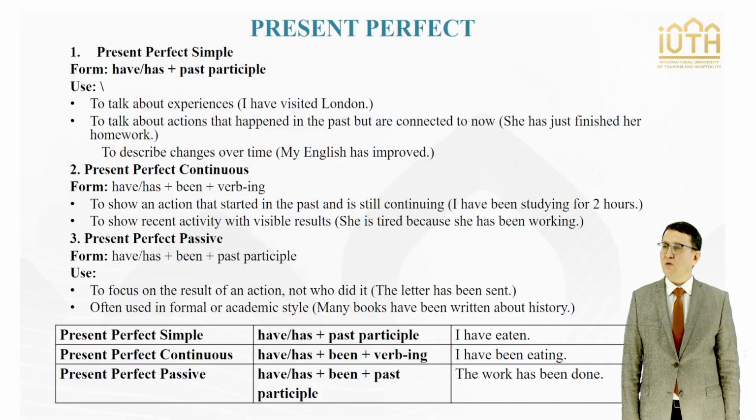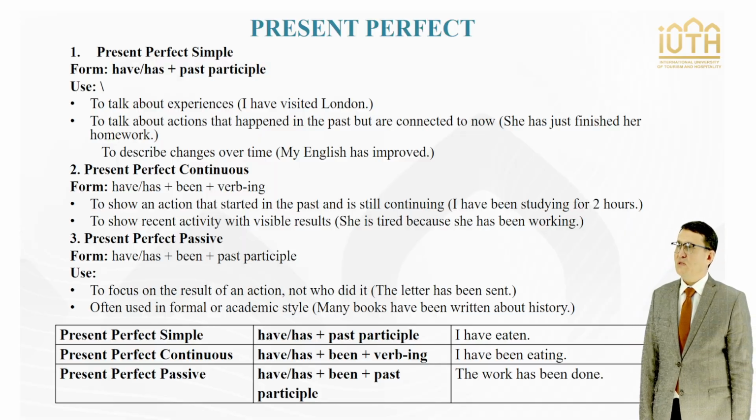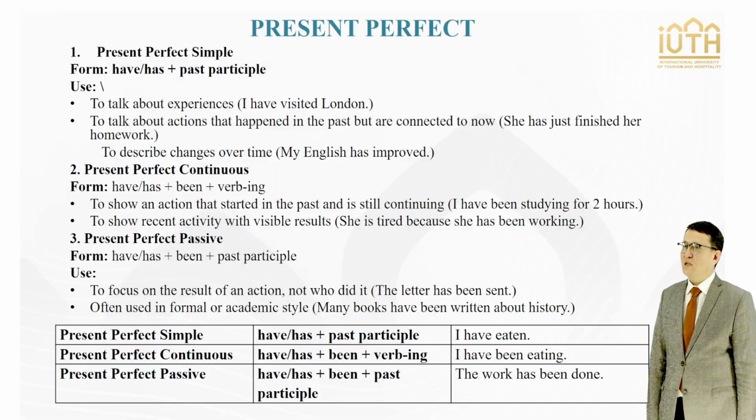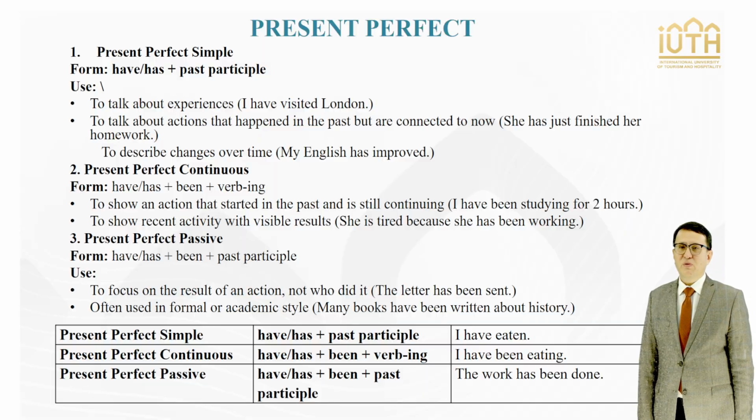So now let's turn to our next slide. On this slide, we are going to consider the grammar material, present perfect tense. Present perfect simple: in order to form it, we use have/has plus past participle. We use this tense to talk about experiences, to talk about actions that happened in the past but are connected to now. And we use this tense to describe changes over time.